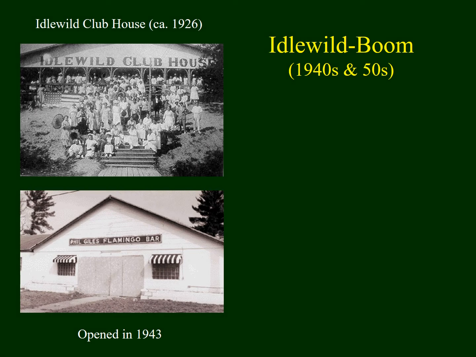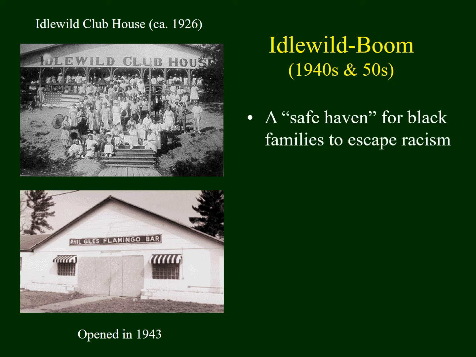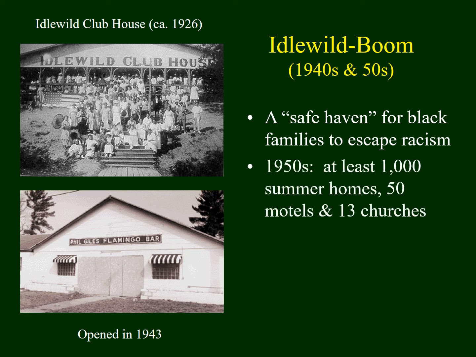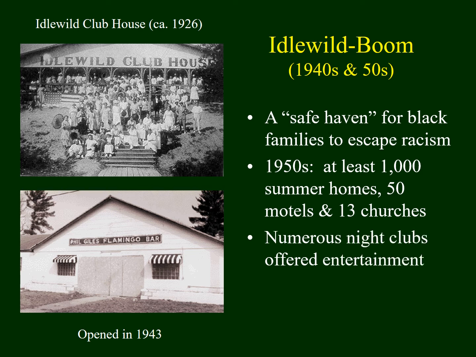Idlewild was a happening place. It was a place where African Americans could go and they could actually enjoy themselves. By the 1950s, they didn't have to worry about racism and discrimination. There were at least 1,000 summer homes, 50 hotels, and over a dozen churches. They were really well known for their nightclubs and live entertainment.